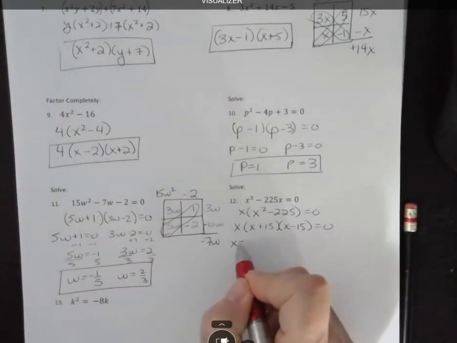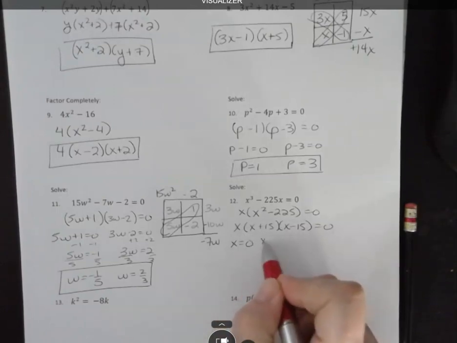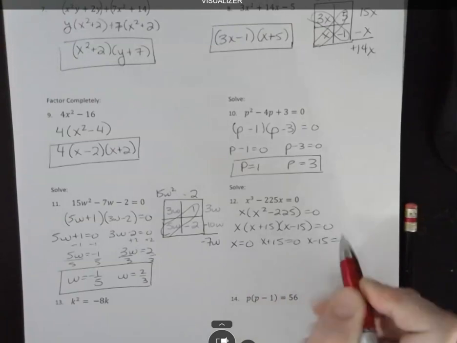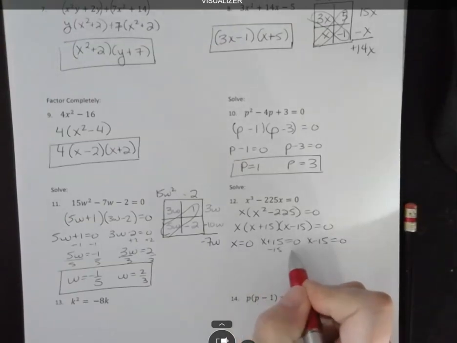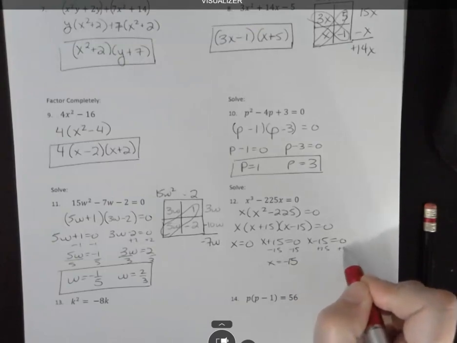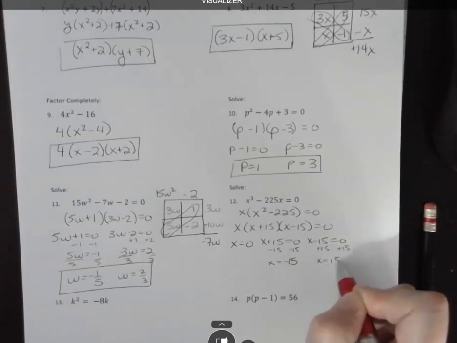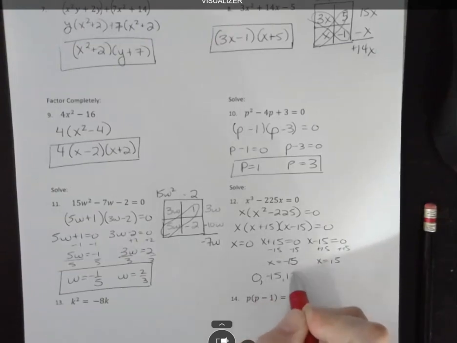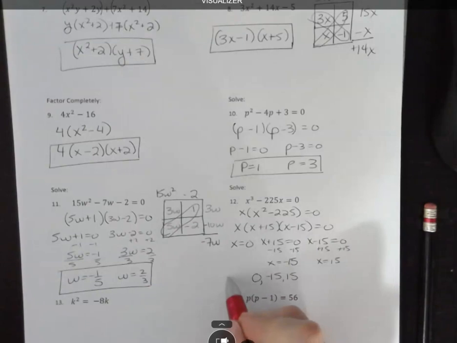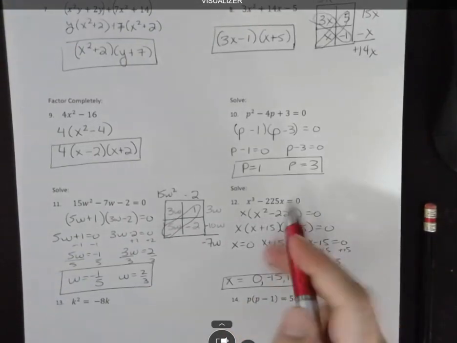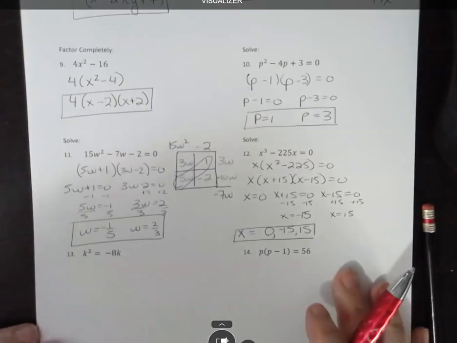Now I'm going to have 3 possible answers. X could be 0, x plus 15 could be 0, or x minus 15 could be 0. So if I subtract 15 from both sides, I get negative 15, and if I add 15 to both sides, I get positive 15. If I was going to type that in, I would say 0, comma, negative 15, positive 15. I think they usually have x equals over here. But we have 3 possible solutions. We shouldn't be surprised because we had x to the third power.